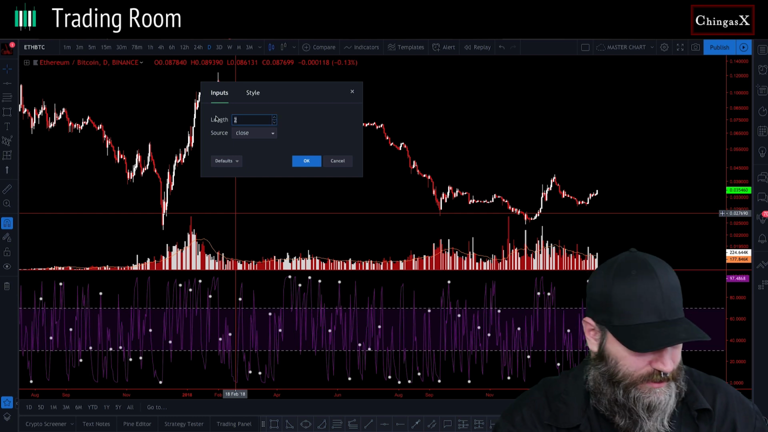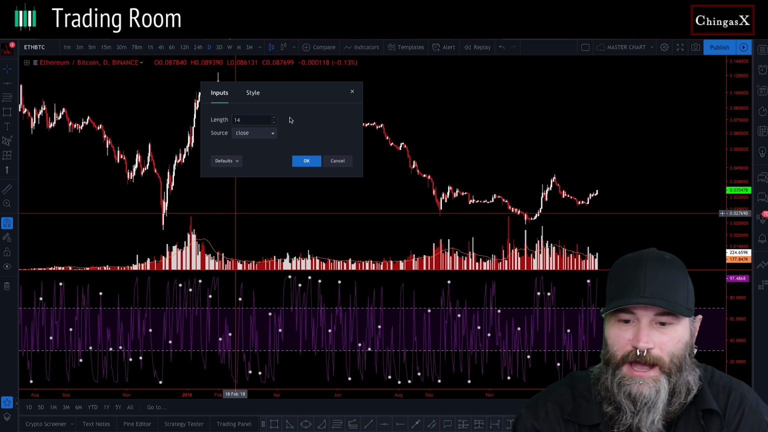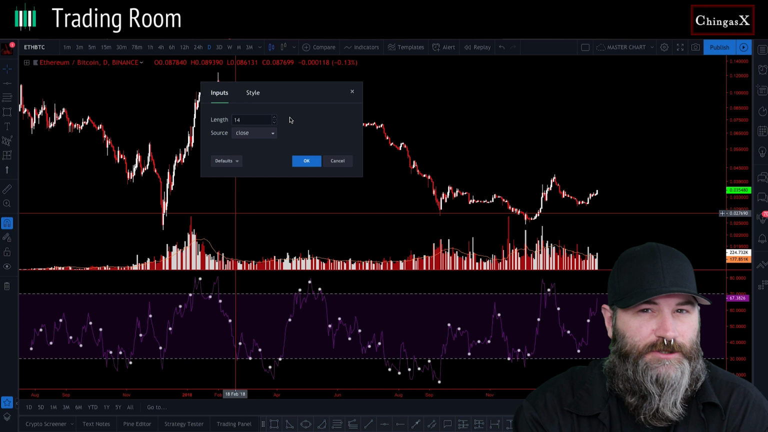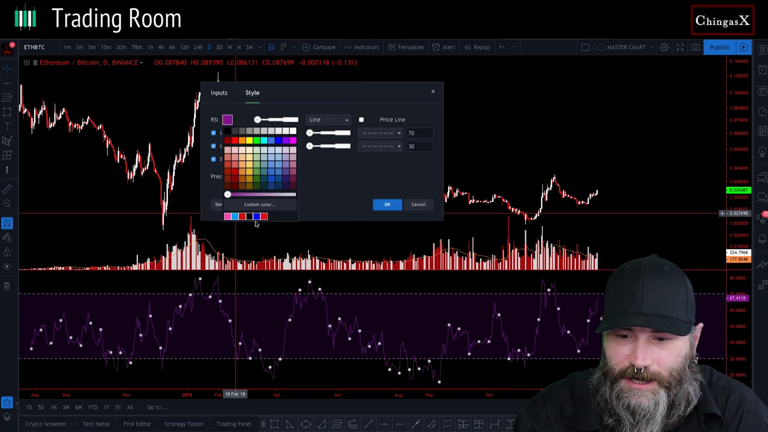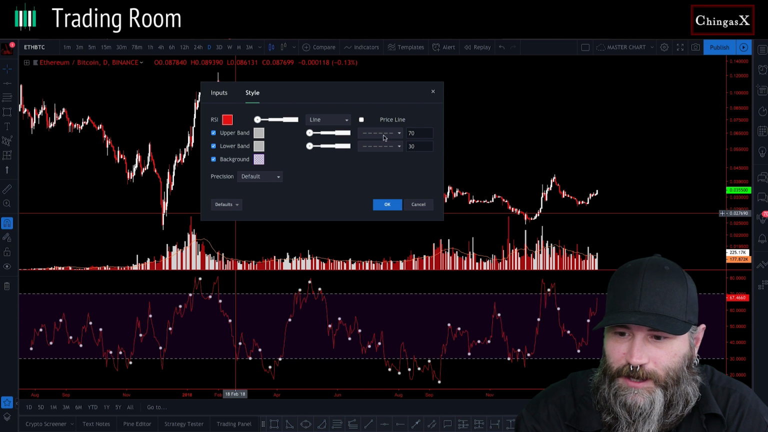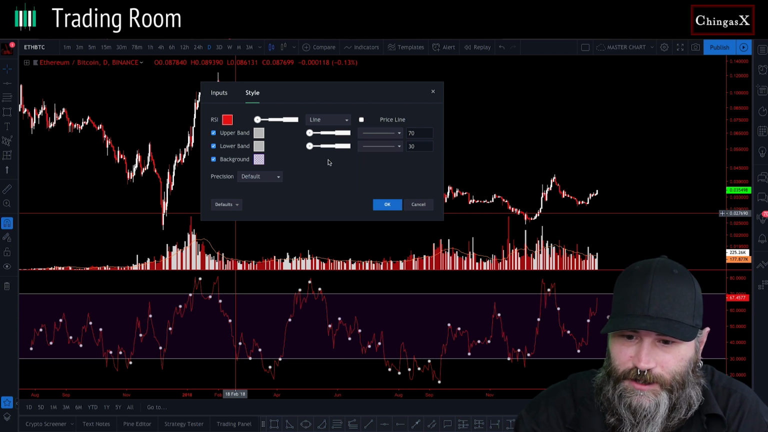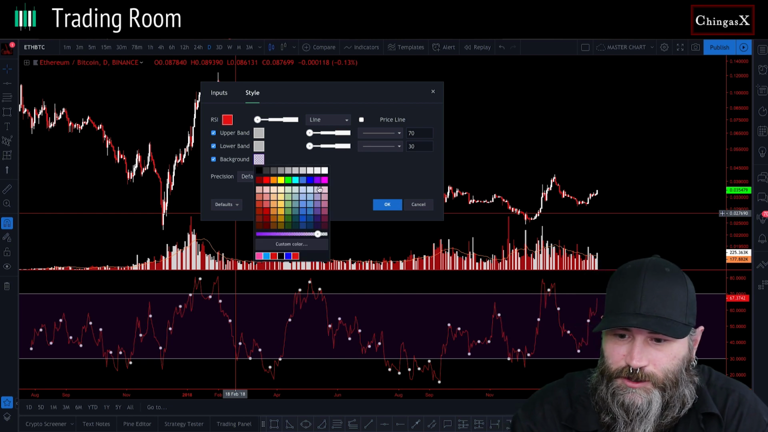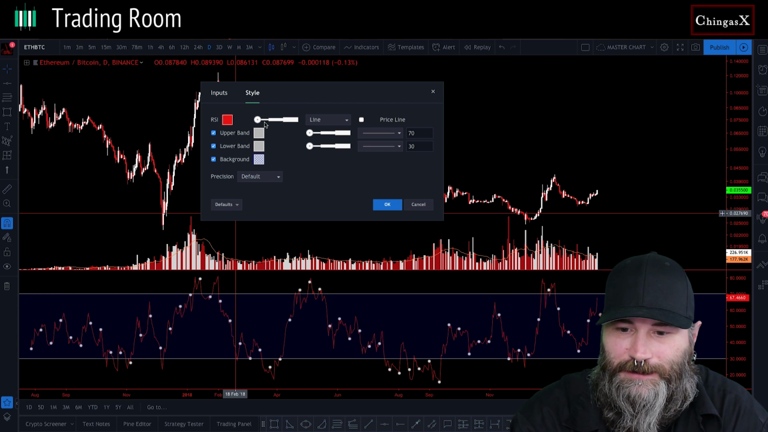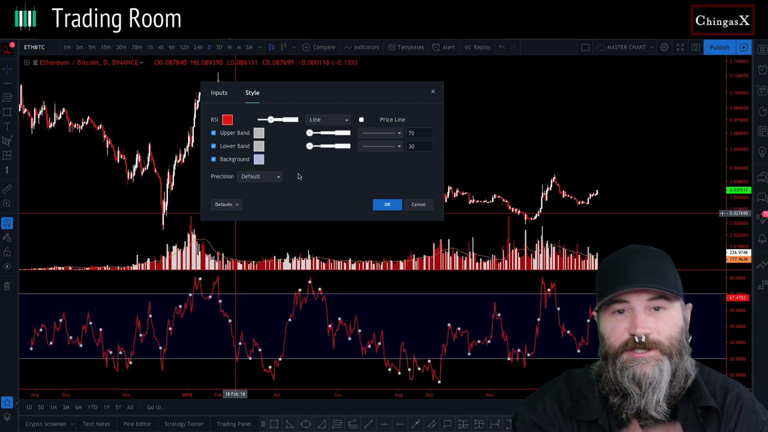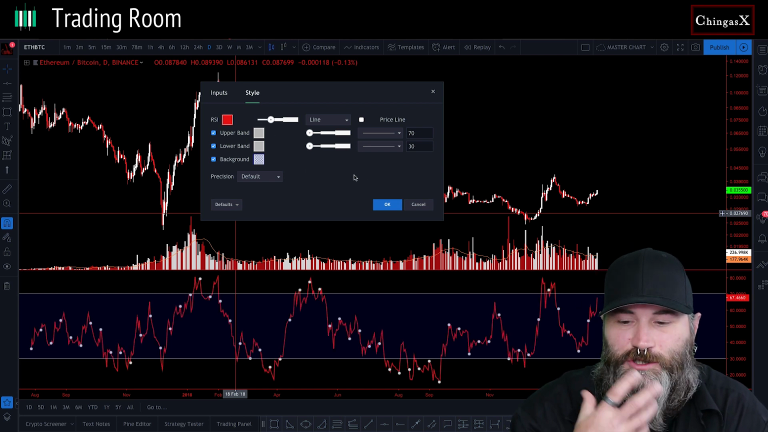Default is 14, but we're going to talk about how you might be able to use some of the other ones to your advantage. And of course, you can go to style just like any other indicator, and you can make it as pretty as you want. You know, chart beautification is necessary. So that's it. Nice and easy. Now I'm going to make it a little bit thicker so it should be a little easier to see for the video, but again, these are all just preferences.